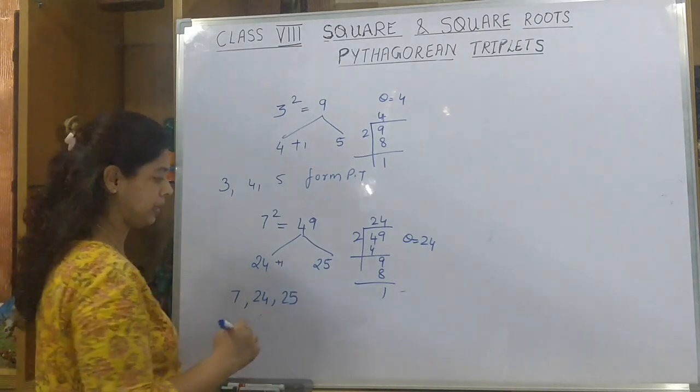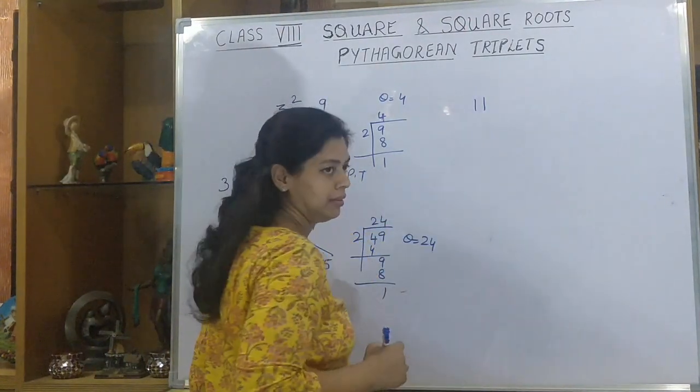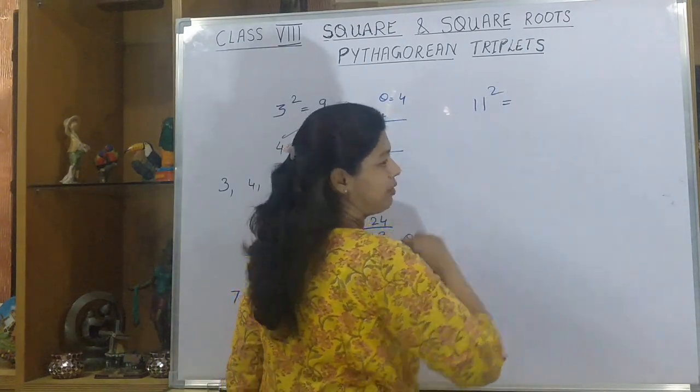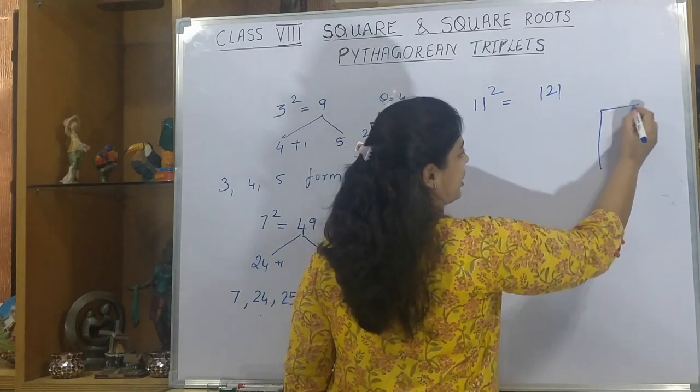7, 24 and 25 will form another triplet. I take another example, say 11. 11 is also an odd number. First step is to square the number. 11 square gives me 121. I divide it by 2.